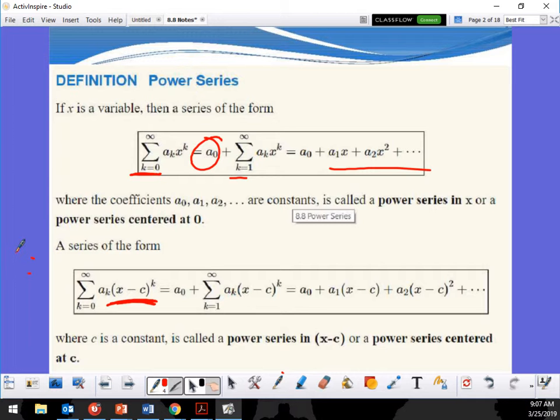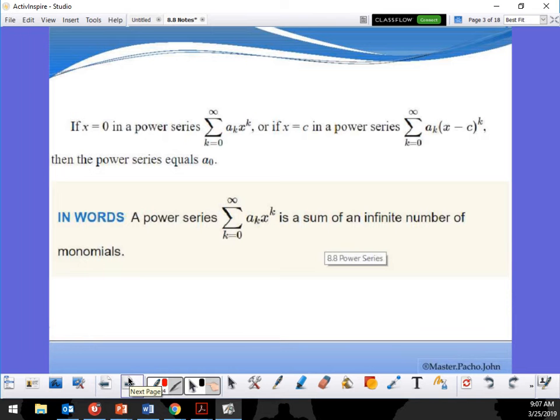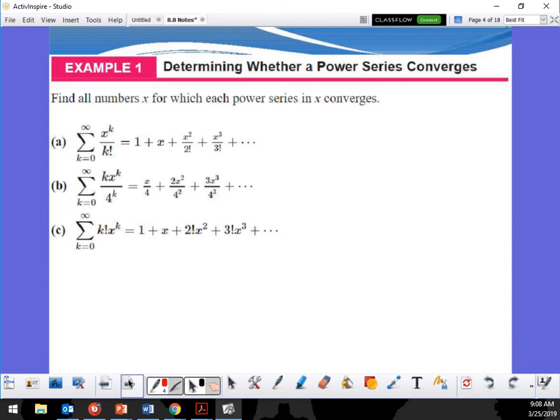We're talking about where it's going to be centered, so we're going to center it at some number, and we're going to do some problems where you'll see this. For all values of x, we're going to figure out whether it converges or diverges. If x equals 0 in a power series, or if x equals c in a power series centered at c, then the power series equals a sub naught, which is basically my first term. So in words, a power series is a sum of an infinite number of monomials. Doesn't really mean anything yet, right?